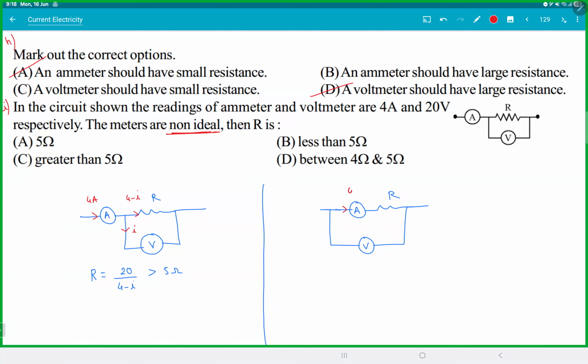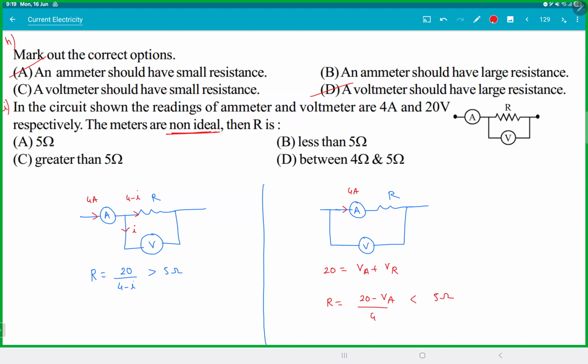Similarly, if this is 4 ampere, the current is right, but the voltmeter is measuring voltage VA plus VR. So R will be 20 minus VA by 4. This is less than 5.